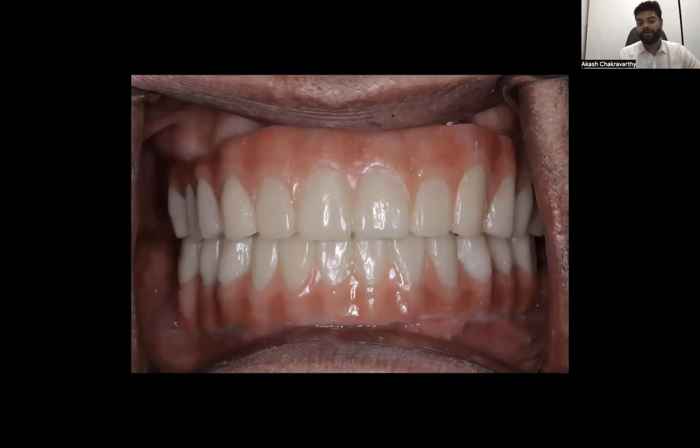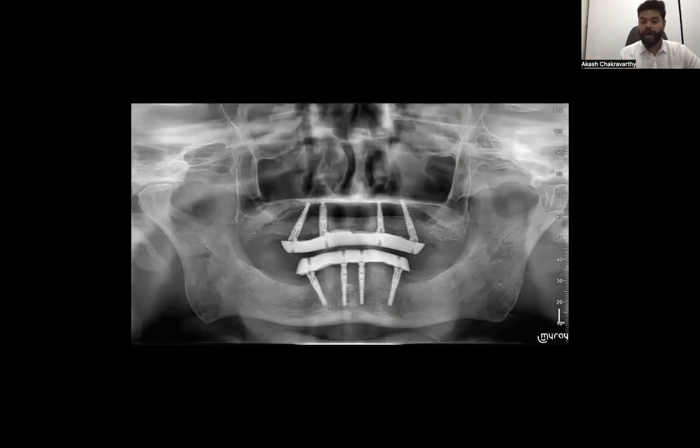Monolithic PMMA offers good shock absorption, as well as it is very aesthetic. So after the prosthesis is placed, now you can see the prosthesis engages all the implants evenly. This is a very good passively fitting prosthesis.